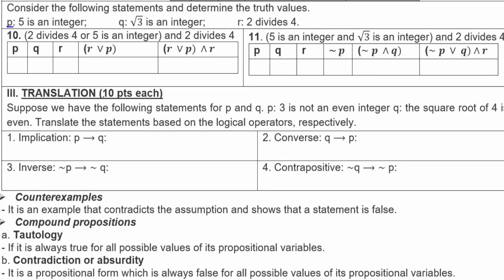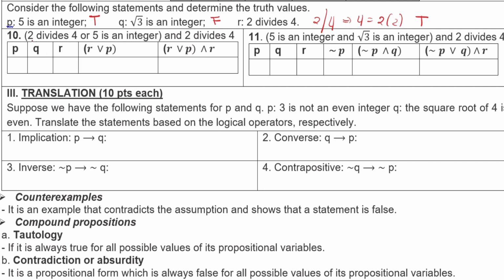For number 10, we need to consider the following statements and determine the truth values. 5 is an integer, that is true. Square root of 3 is an integer, that is false. That is false, that is a rational number. 2 divides 4, which means 2 divides 4 is the same as 4 equals 2 times 2, which is true.